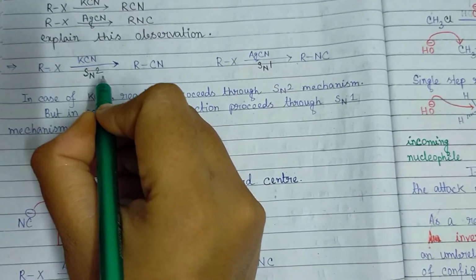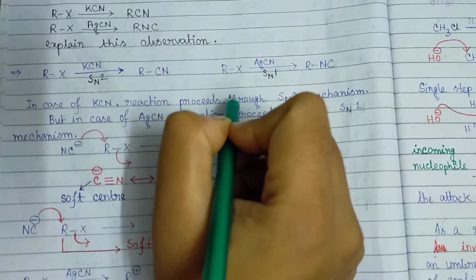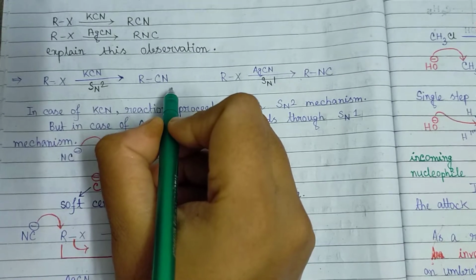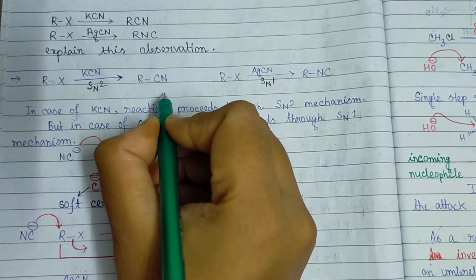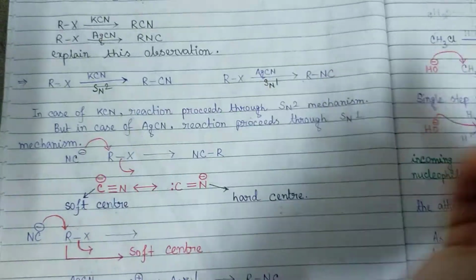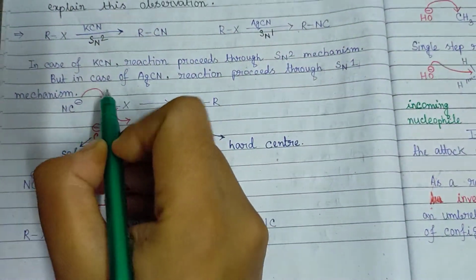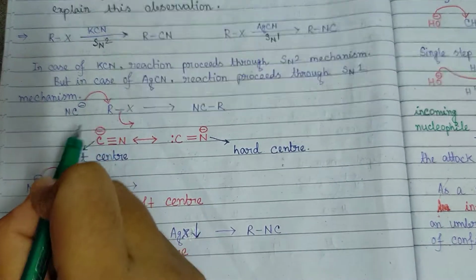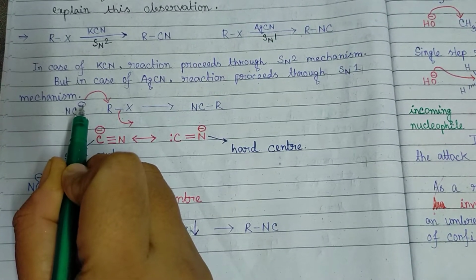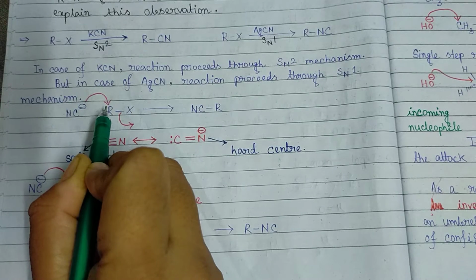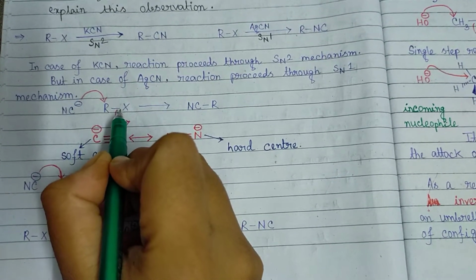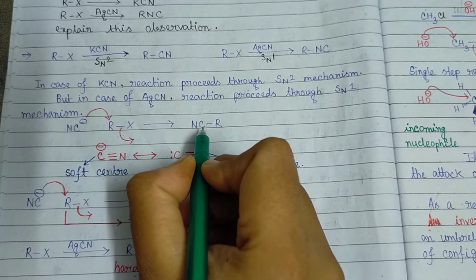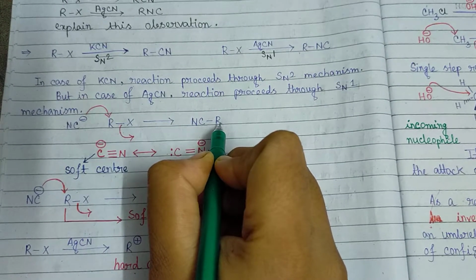So easily we can see the mechanism is different for both cases, and obviously if the mechanism is different, then there will be a difference in the product. We can also explain the difference in product another way. In case of potassium cyanide, the reaction proceeds through SN2 mechanism. In SN2 mechanism, the carbon center which has the minus charge will attack the alkyl group from the back side, and from the front side the halogen will leave, and there will be bond formation between carbon and alkyl group.